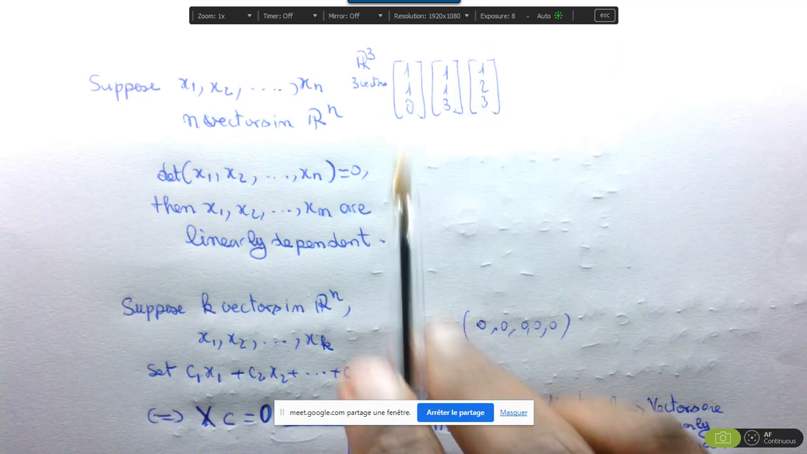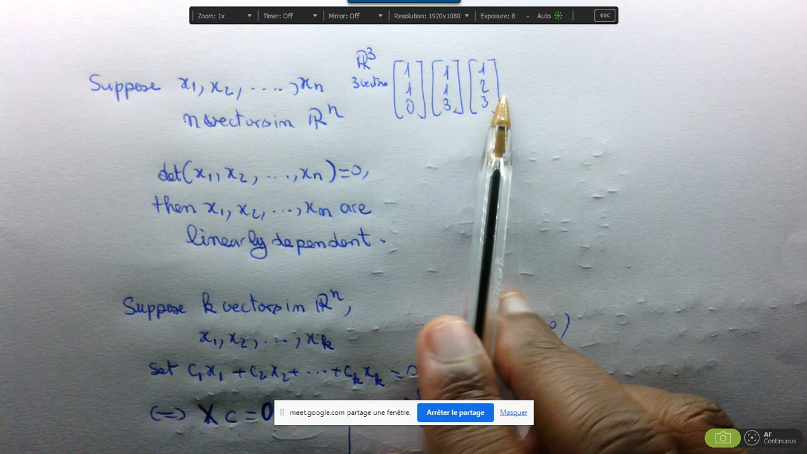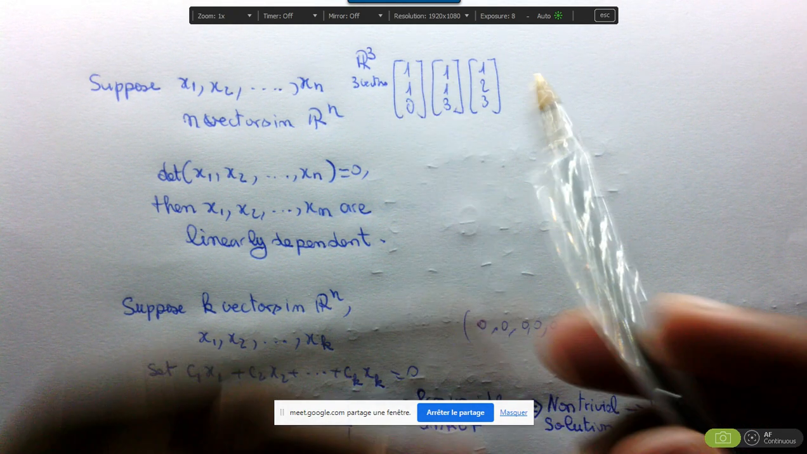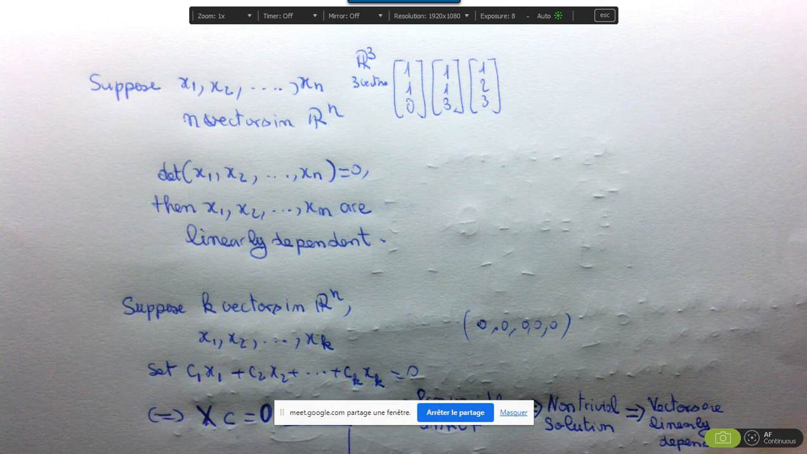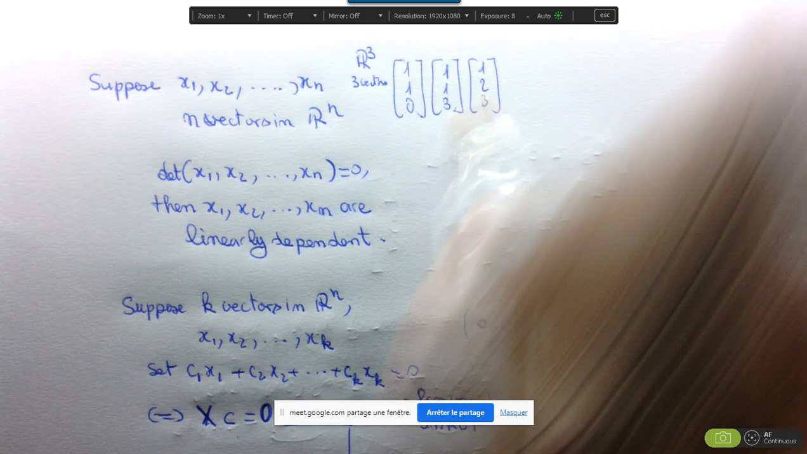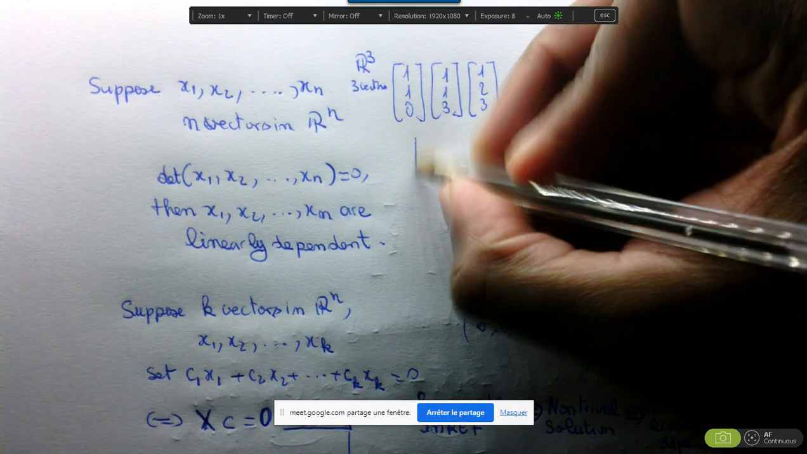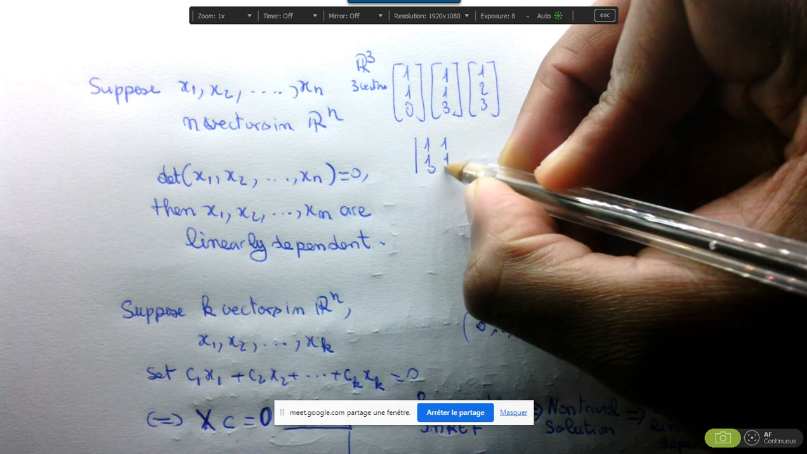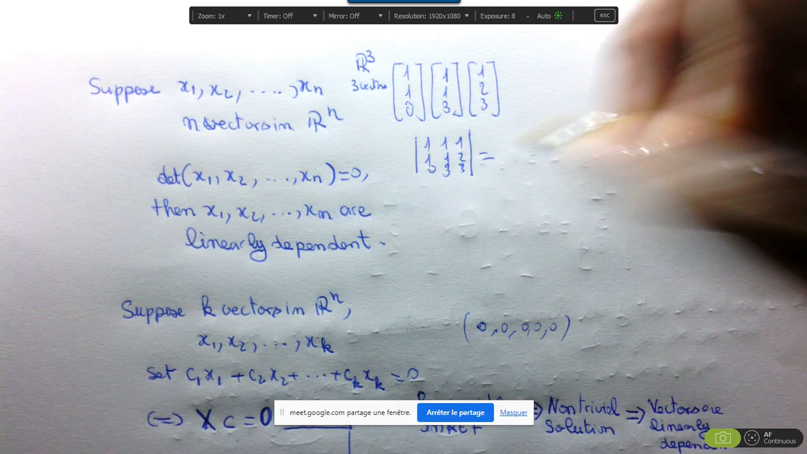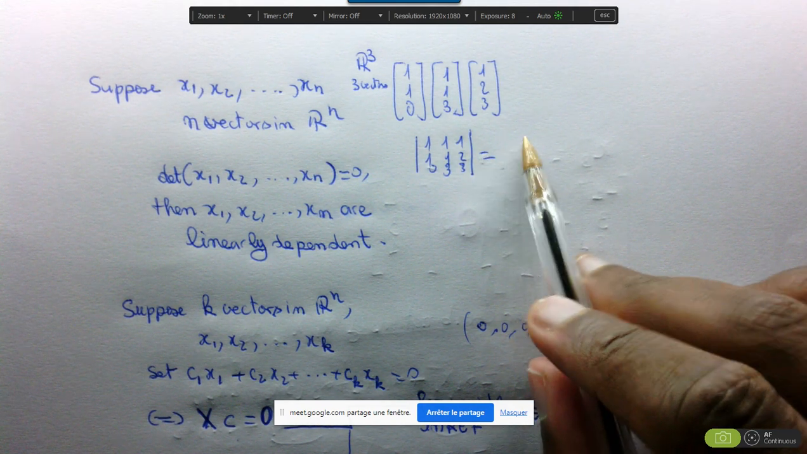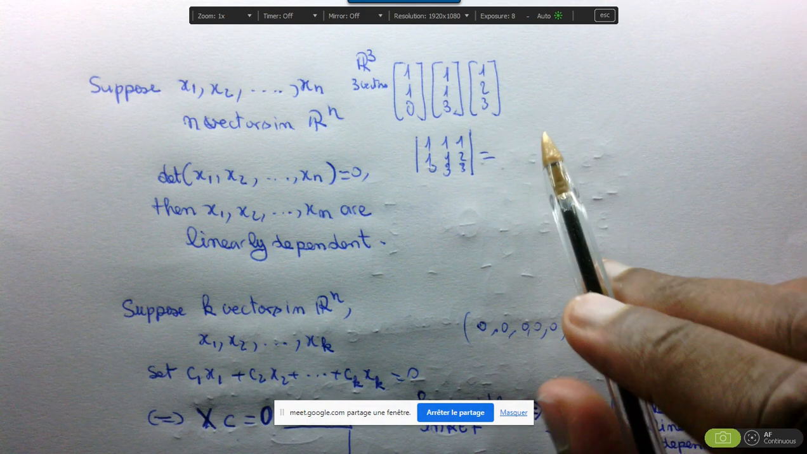So in that case, I can use the determinant to find the solution. I'm going to combine those vectors into a matrix, and then calculate the determinant to determine if these vectors are linearly dependent or independent. So I'll have something like this, and then I calculate the determinant. If the value I find is equal to 0, that means it is linearly dependent. If it's not equal to 0, it's linearly independent.